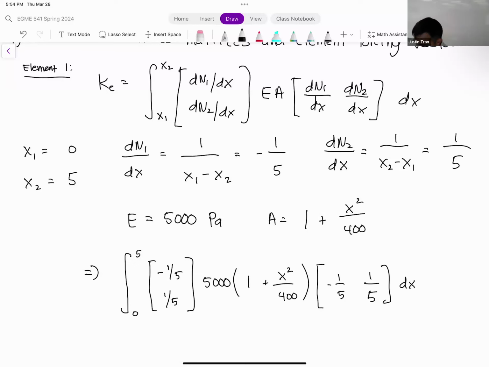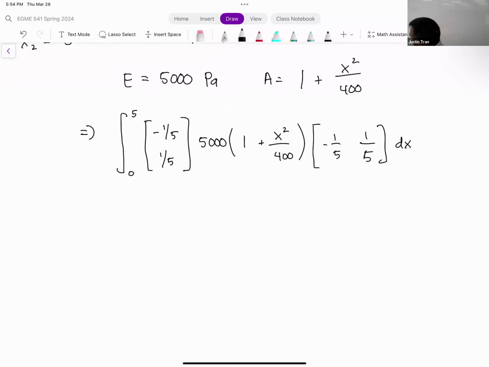Everything that's a constant here, I'm going to factor out. I'm also going to perform that vector-vector multiplication. So that 5,000 is a constant, I'm going to pull that out. Everything in the vectors here is constant as well, so I'm going to pull all of those things out. And so if we do that, we get 5,000.